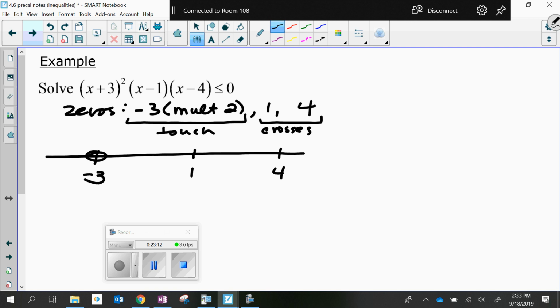How many intervals do I have to test? You got 1, 2, 3, 4. But she was thinking she wasn't going to test one because of the multiplicity. I got you. All right. Yes. I am a mind reader.